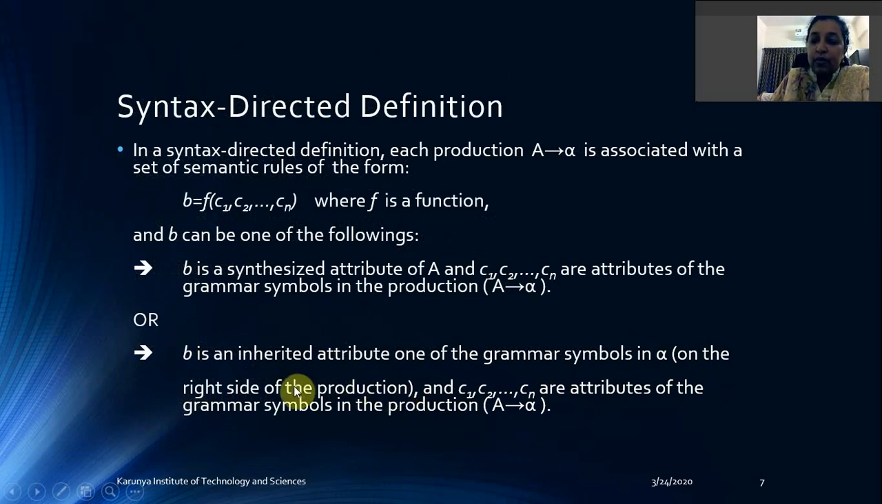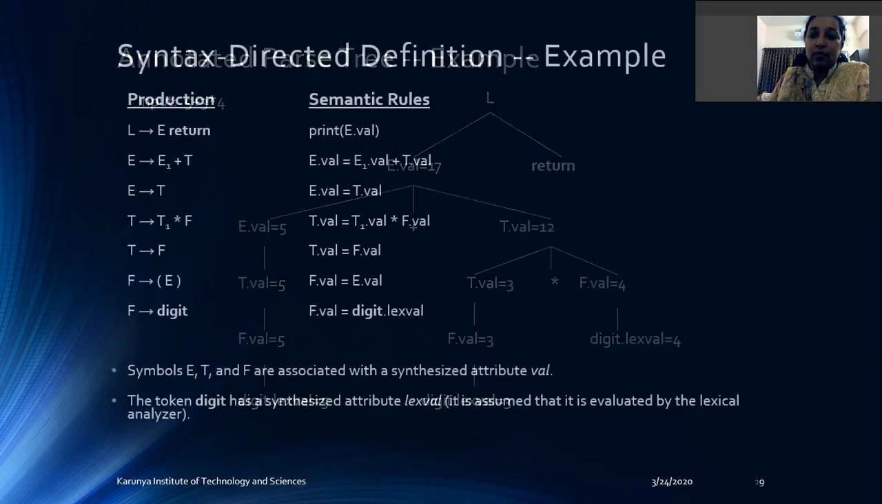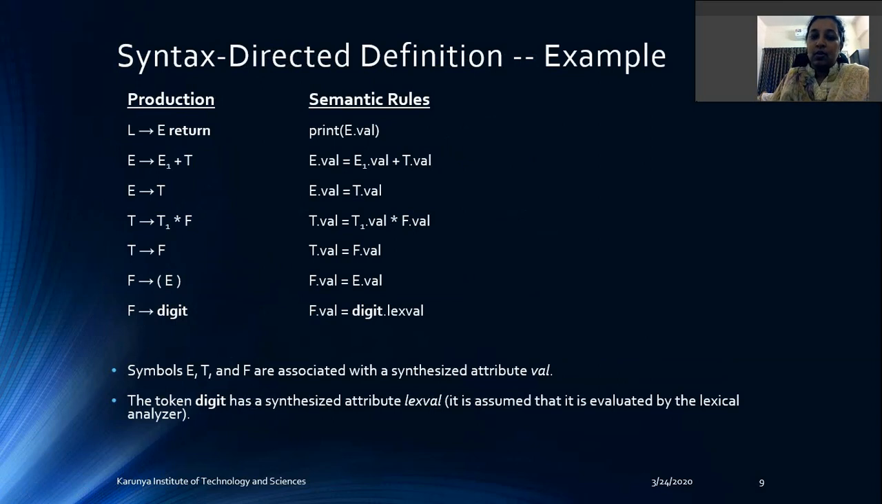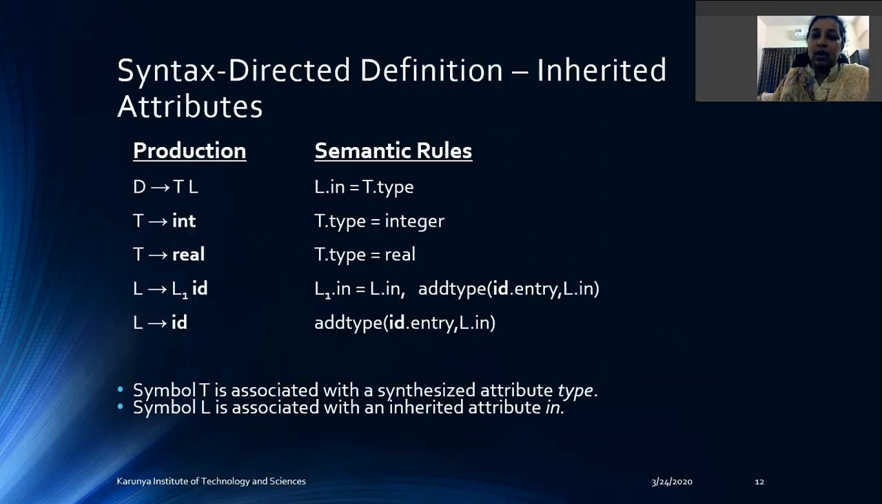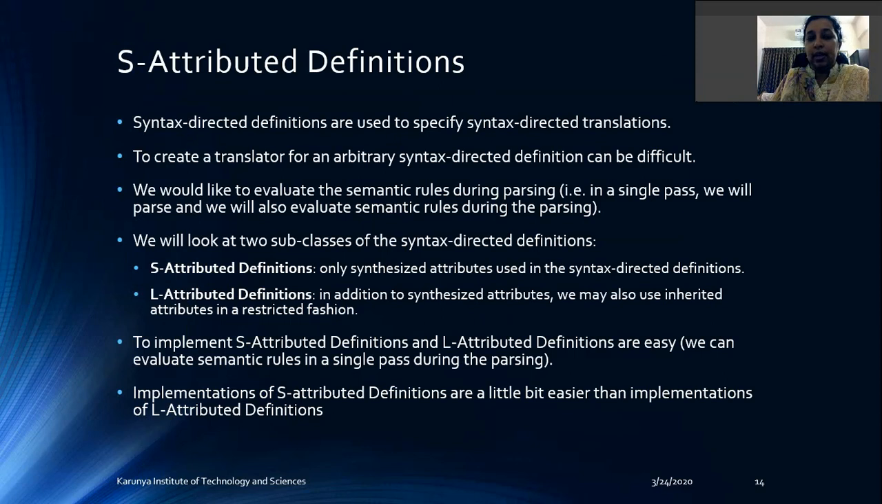Now B will be the inherited attribute of any grammar symbol on the right hand side of the production, whereas here it is on the left hand side of the production. Synthesized is on the left hand side, whereas inherited has to be on the right hand side of the production. So this is the example for your synthesized attribute, whereas this is the example for the inherited attribute. Now this is the dependency graph for the example of the inherited attribute.